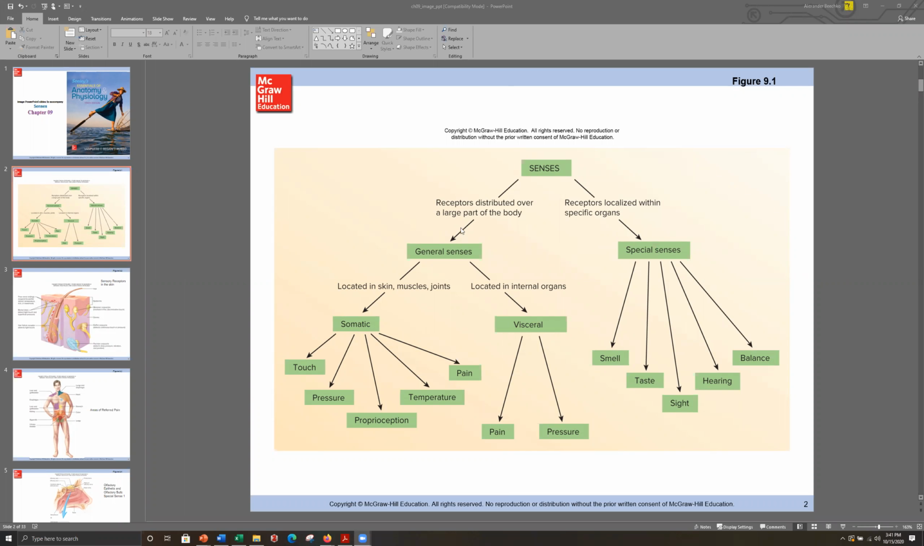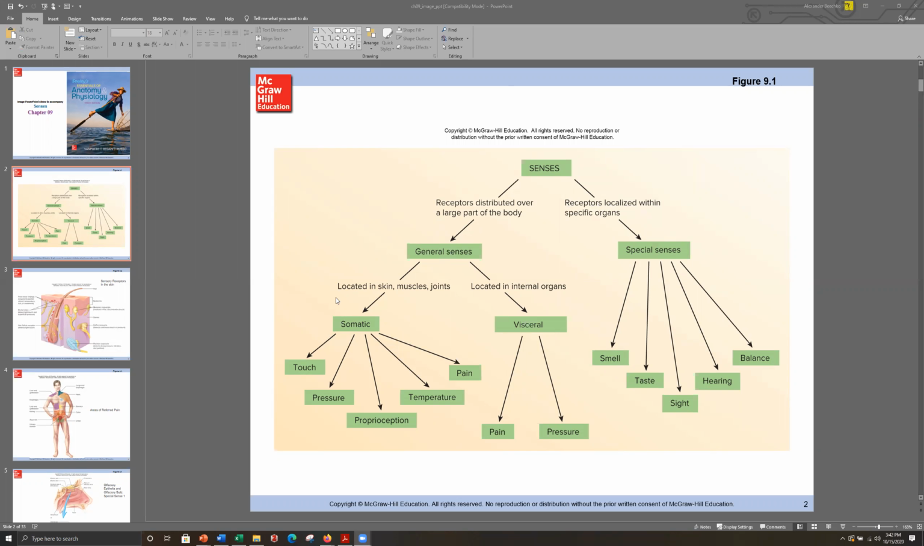So we have two general categories of general senses versus special senses. With general senses, we have receptors that are distributed over a large part of the body, versus with special senses, we have specialized receptors that are located within specific organs as opposed to being generalized all over the body. With general senses, we have two major categories. We have somatic sensory mechanisms and visceral sensory mechanisms.